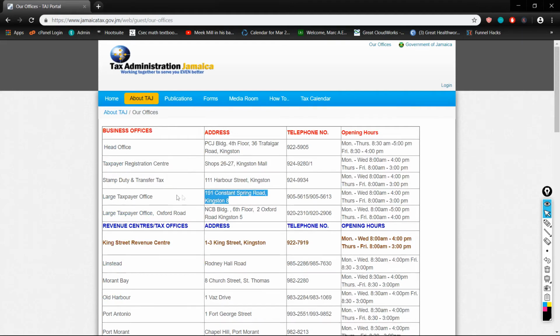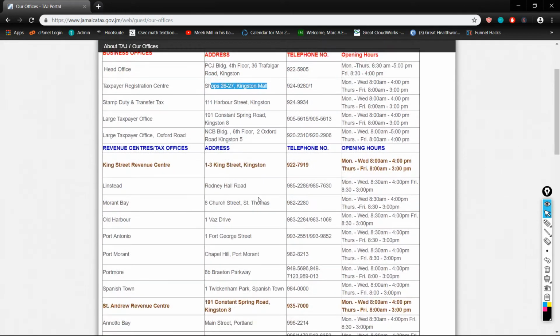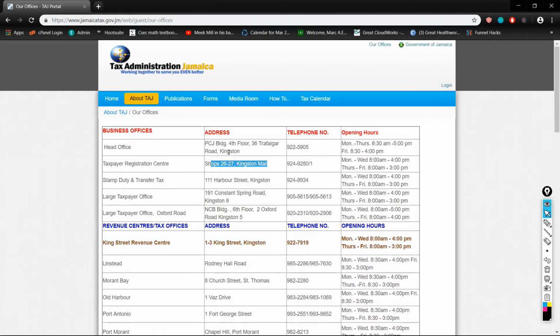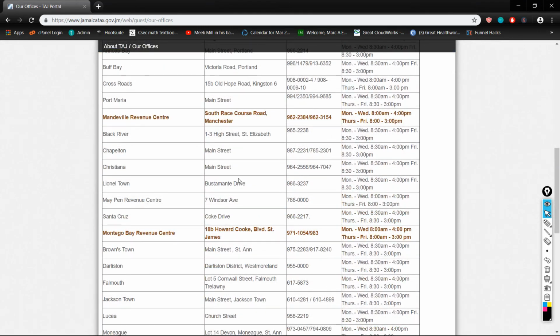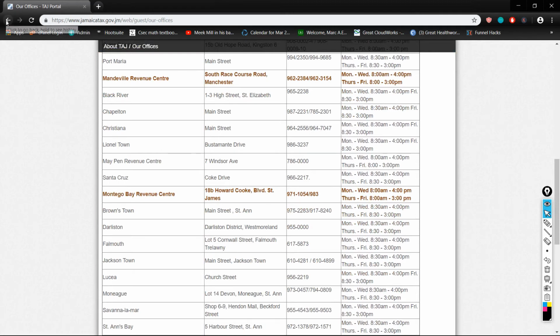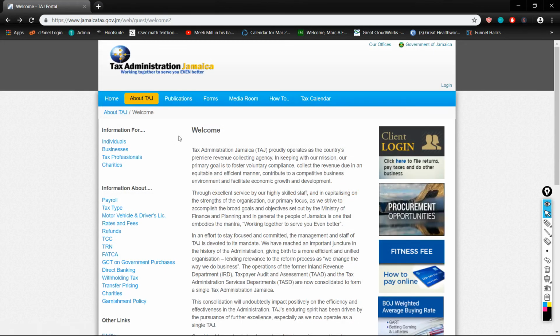This is Constant Spring Tax Office, right? Harbor Street, Post, this is what, Kingston Mall, all over the place you have these tax offices, and you can go out and find information about things you may need to pay for, like your driver's license, you know, even your learners, right? Many other different things that you may need, your passport, and all different types of things that you may need to pay for. Okay, so this is really important, guys, and it's something that you really need to understand.